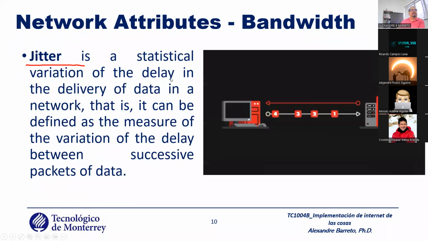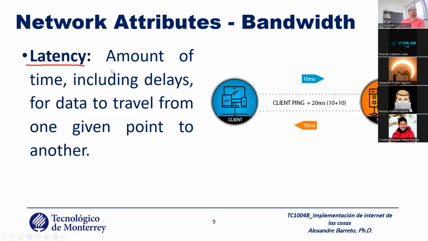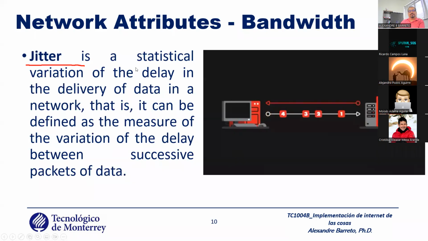A jitter is the variation of the delay. Remember, latency is the amount of time, including delays, that the packet takes to go from one place to another. Remember that you don't send only one command, you send multiple commands in multiple packets. The jitter is the variation of the delay. For example, you send packets 1, 2, 3. Did you see that some packets change the speed at which they come to the server?